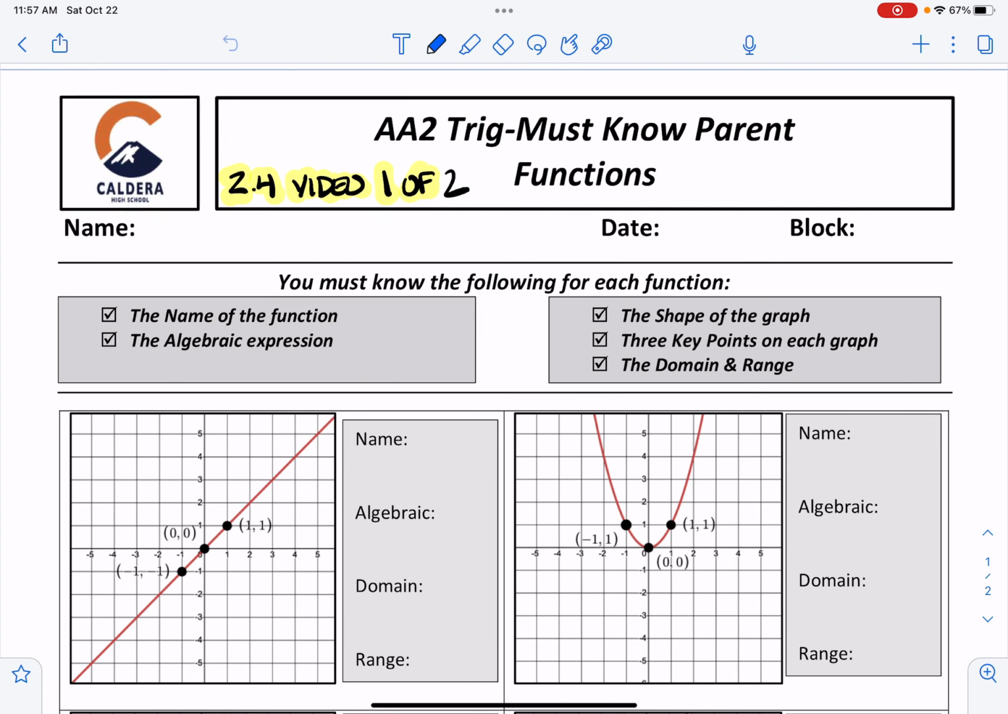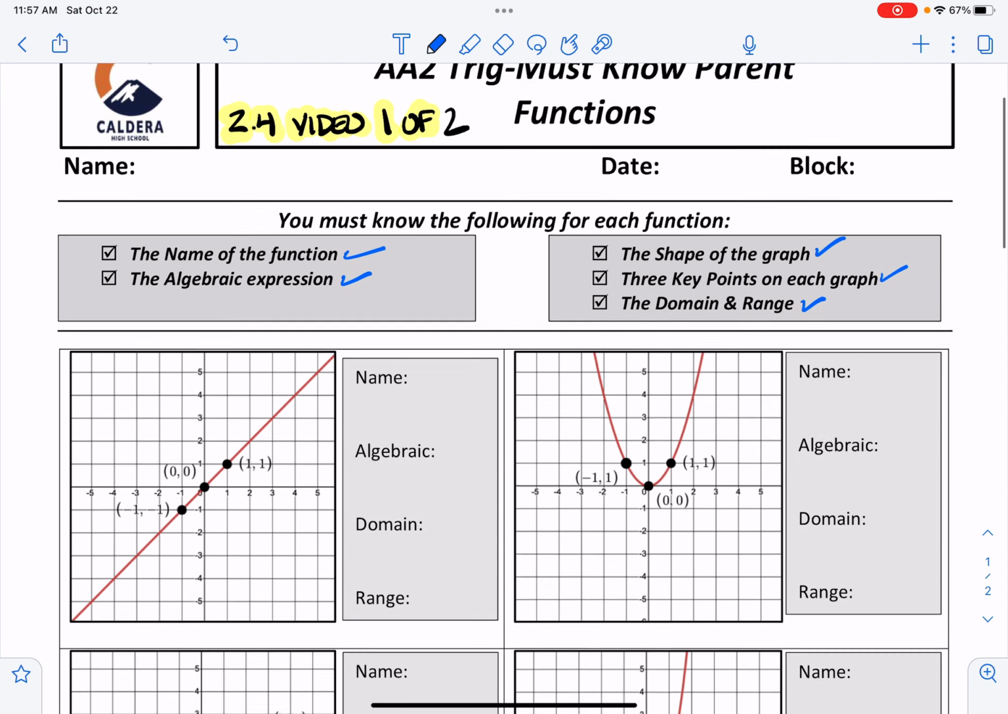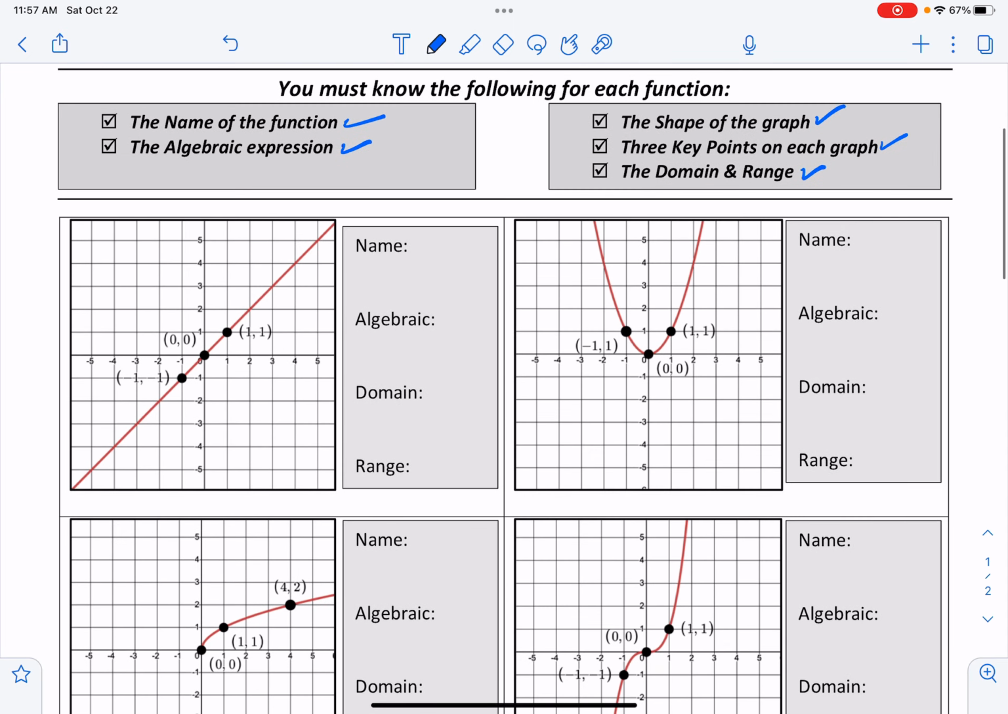I'm gonna do this in blue for you. We need to be able to name the function. We need to be able to say the algebraic expression for the function. We have to be able to talk about the shape of the function. We need 3 key points and then the domain and the range. So I'm going to show you what these are. So go ahead and follow along with me if you need to, or just watch this if you want some help coming back to it.